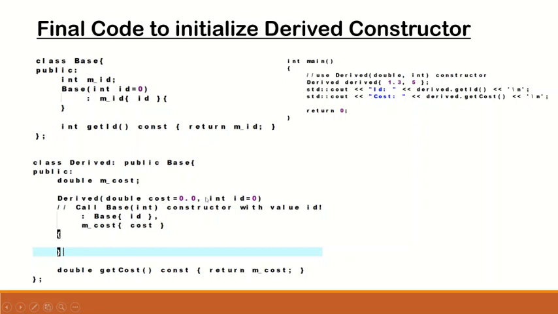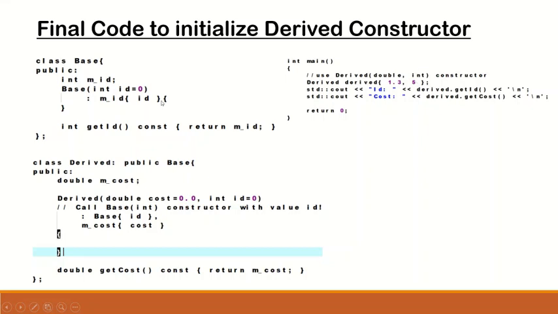I am passing the value of id. What is the value of id? The value of id is 5, passed to the base class constructor. I am calling the base class constructor here, so control will go to the base class constructor, 5 will be passed there, and m_id of the derived object will get the value 5.